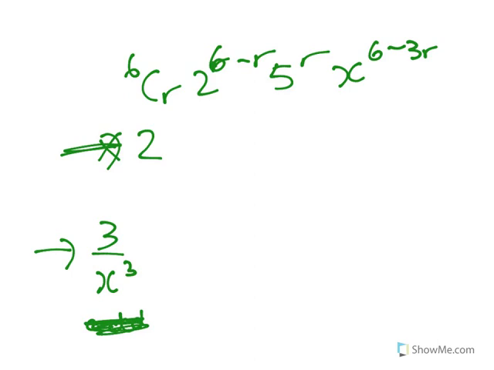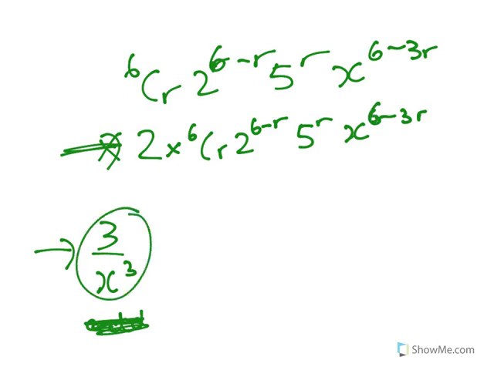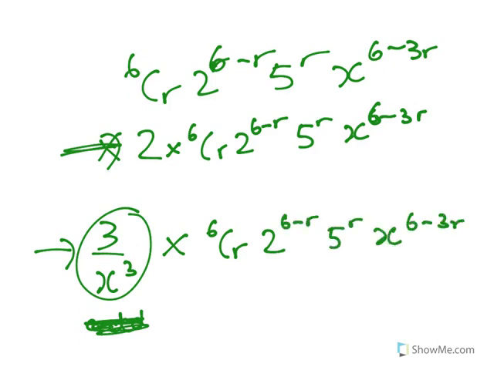So if you do 2 times this, it'd be 2 times 6Cr, 2 to the 6 minus r, 5 to the r, x to the 6 minus 3r. And if we did it with times 3 on x^3, that one will be 3 times 6Cr, 2 to the 6 minus r, 5 to the r, x to the 6 minus 3r. Now there's 2 separate things here, so you're going to be wanting to do them separately.